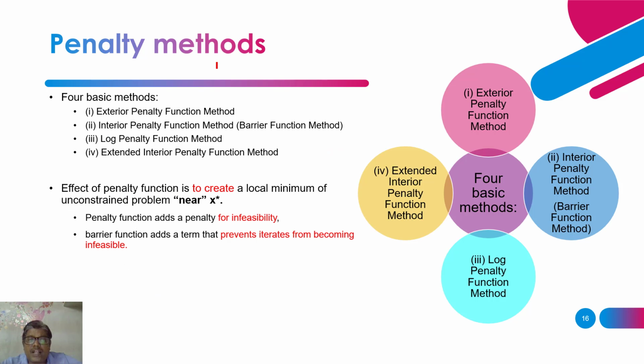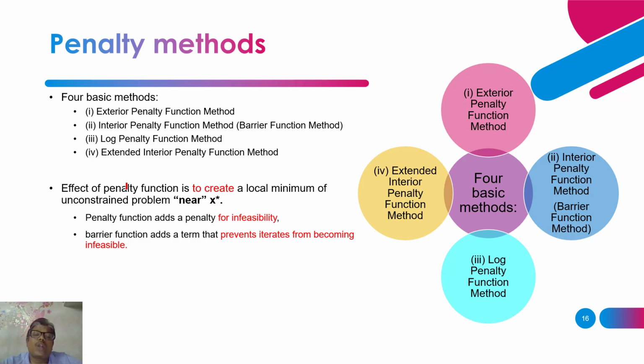When I say penalty function, there are again 4 methods available: the exterior penalty function method, the interior penalty function method, which is sometimes called the barrier function method, the log penalty function method, and finally the extended interior penalty function method. The effect of the penalty function is to create a local minima of the unconstrained problem near x star. That is, after modification, after I add the penalty function, the variable I call x star. So near x star, I need to have some local minima when it is considered as an unconstrained problem.